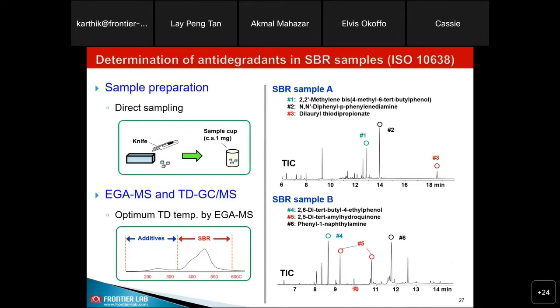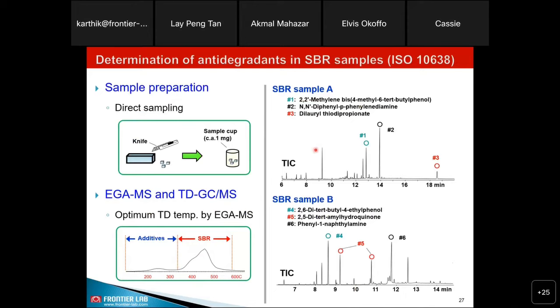The second method is for determination of these anti-degradants in these SBR samples. This is done by thermal desorption. If you want to know what condition you need to use, that can be obtained from this evolved gas analysis. So the thermal desorption is done at this condition, from 50 degrees to 320 degrees, and this is the data that you see.